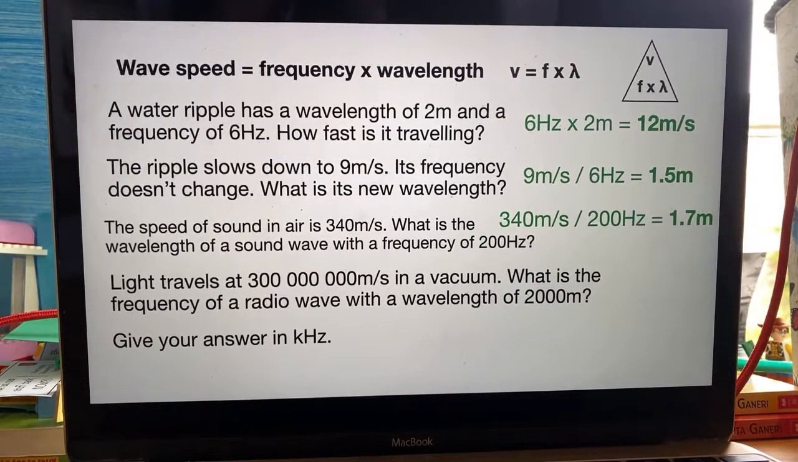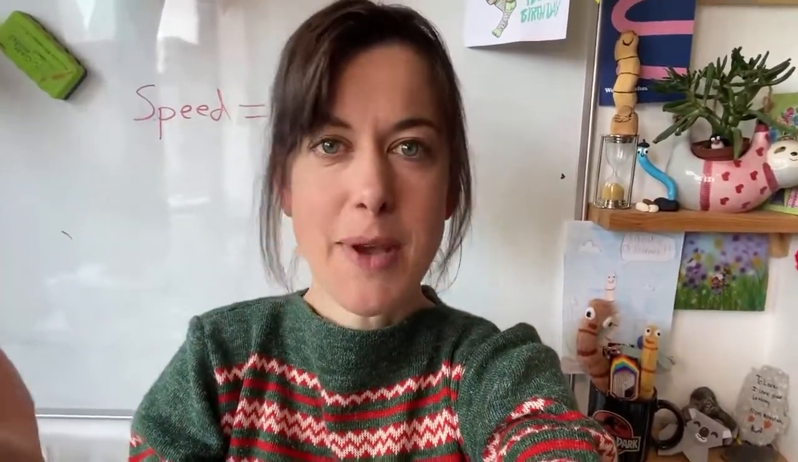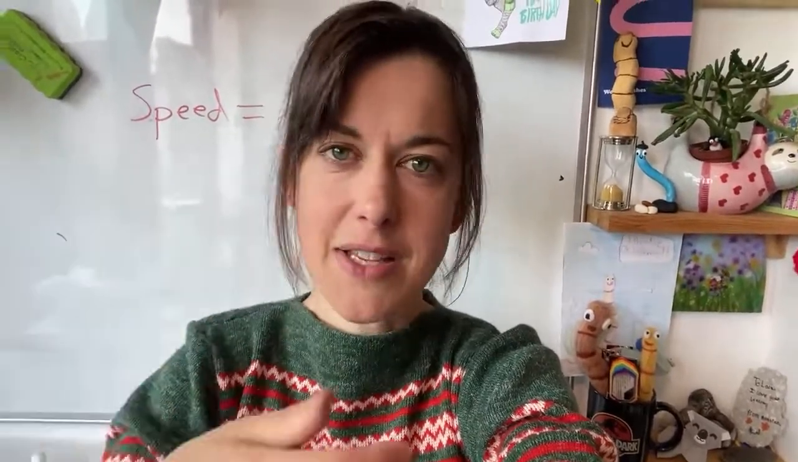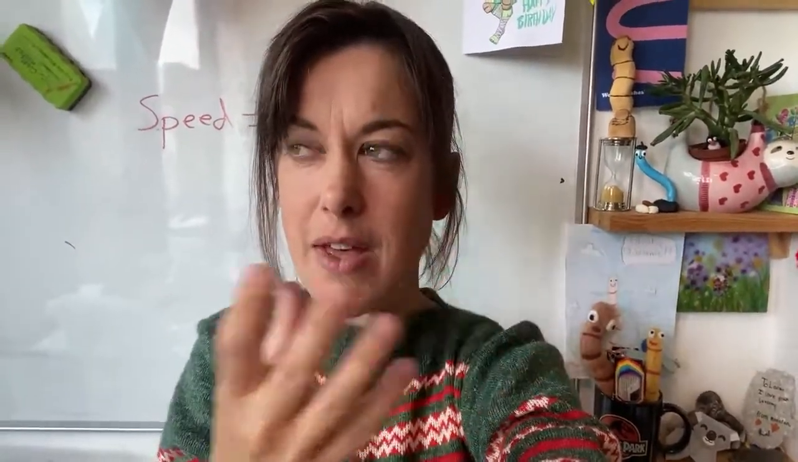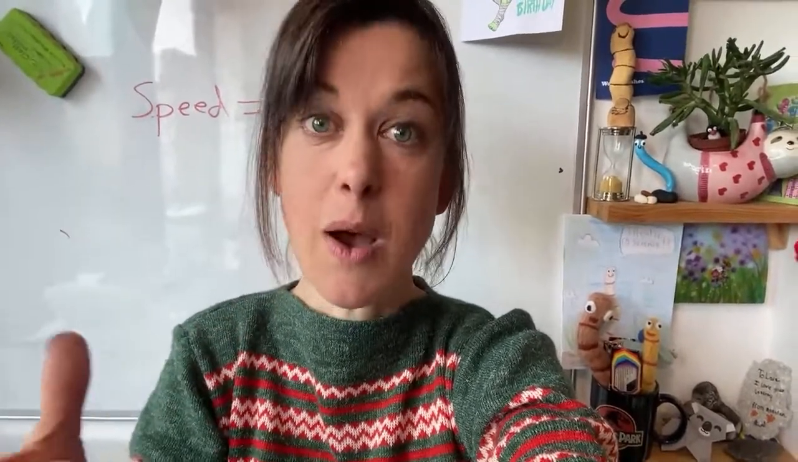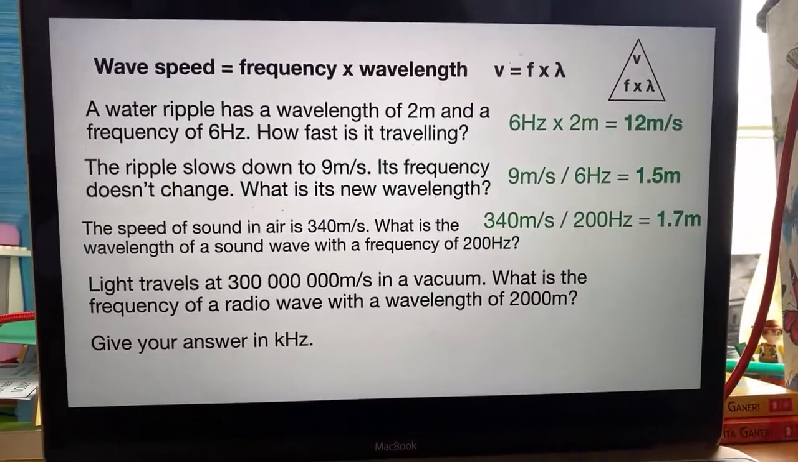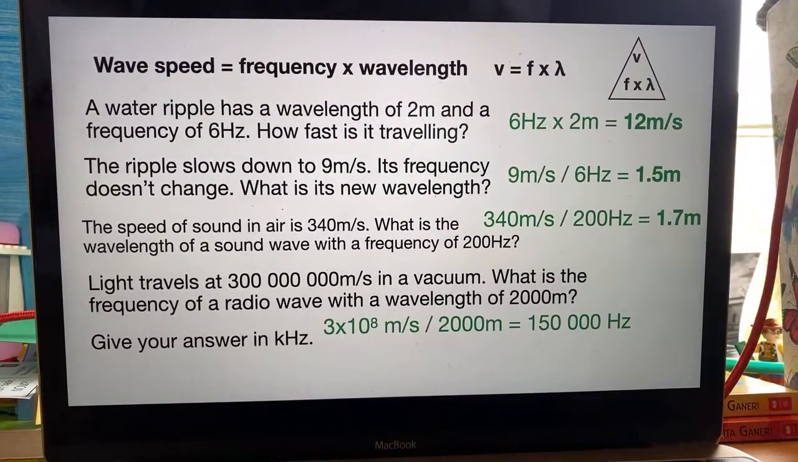Light travels at 300 million meters per second in a vacuum. What is the frequency of a radio wave with a wavelength of 2,000 meters? This was perplexing some people on Facebook yesterday. Don't forget that all electromagnetic waves are basically the same, right? So radio, microwaves, X-rays, light waves, we've talked about this. They all travel at the same speed. They're basically the same waves, just that the wavelength is different. So radio waves are just light waves that you can't see. That's why we often call light waves visible light waves. So you just used that speed. And you should have got, I've written it down differently just to get you used to this.